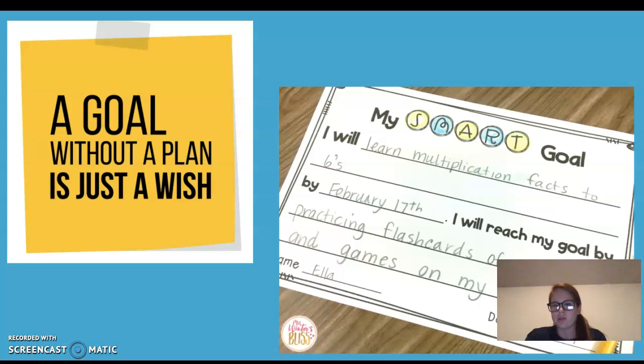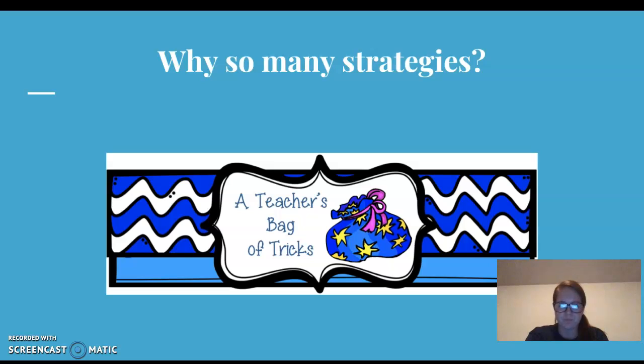Because a goal without a plan is just a wish. It's just floating out there, and there's really no idea of how they're going to get there. And so we need to help them get that plan intact. What are they going to do? How are they going to practice? How often are they going to practice?